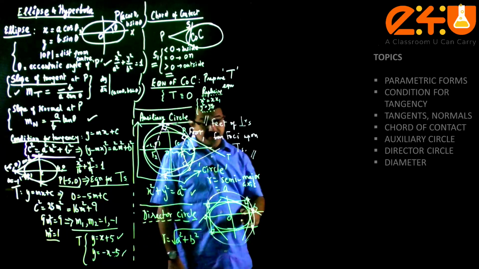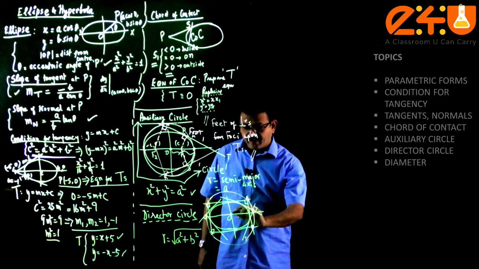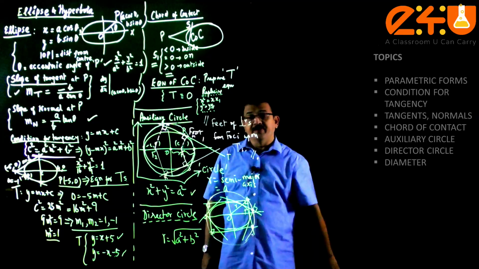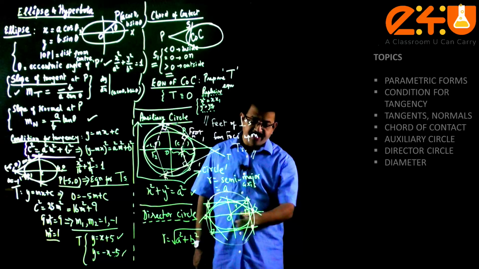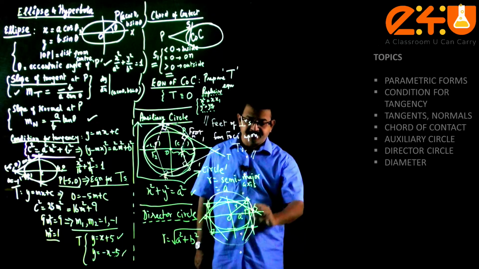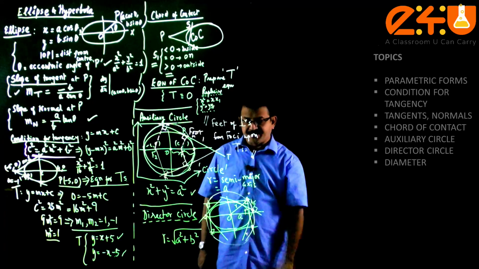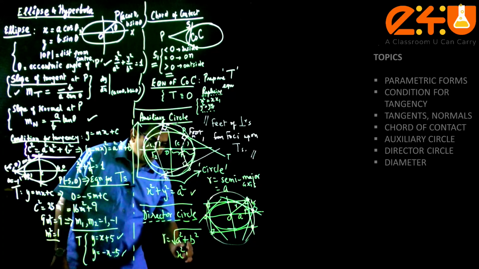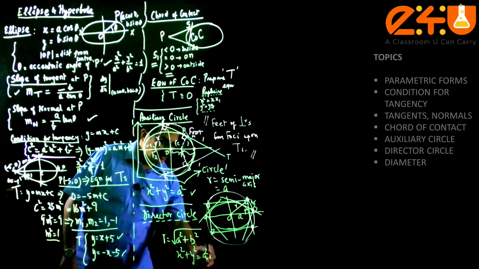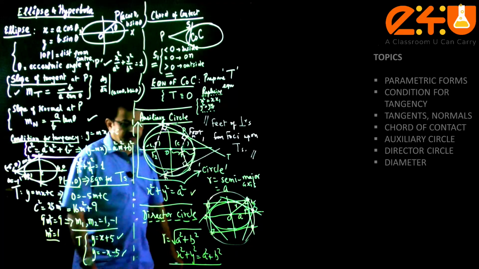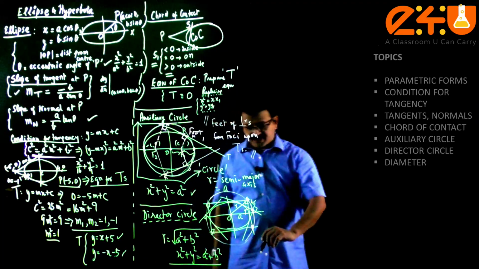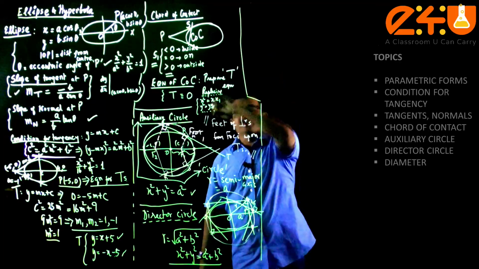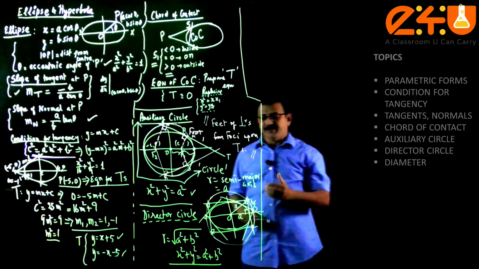So this circle has radius square root of a square plus b square. It is very simple to arrive at that radius: the radius is the hypotenuse, with the base being the semi-major axis and the height the semi-minor axis. So I am able to find the radius and prepare the equation of the director circle, x square plus y square equal to a square plus b square. This is the concept of mutually perpendicular tangents.